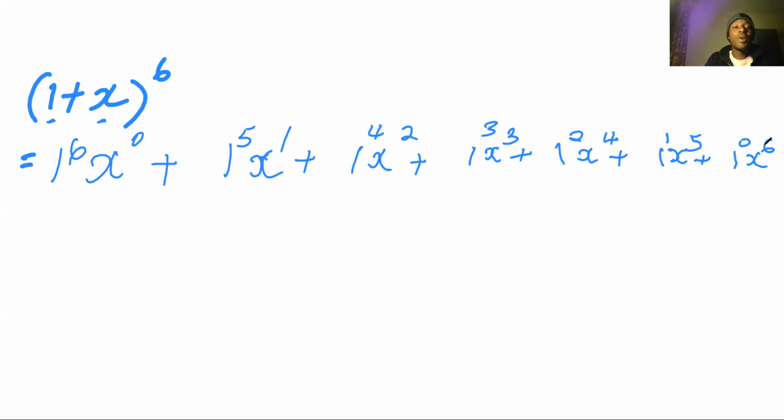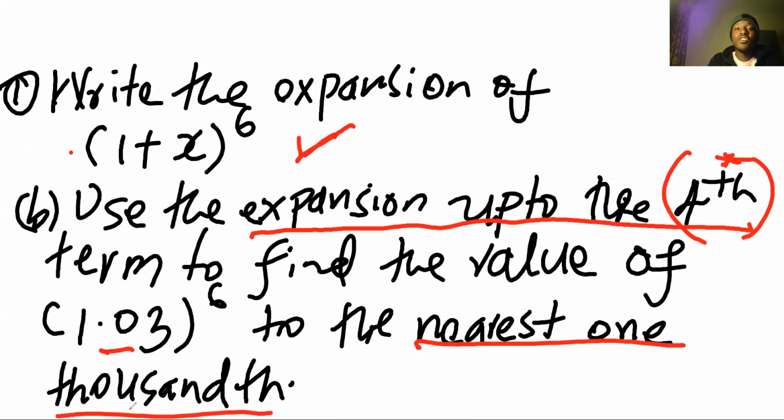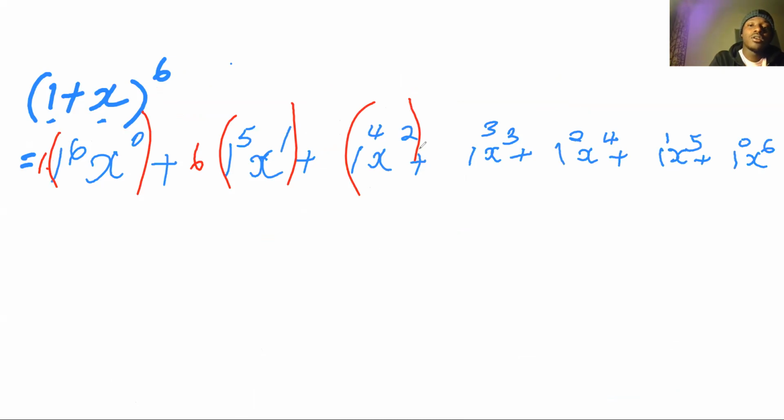So you're seeing the powers of the first term are decreasing while the powers of the second term are increasing. After you get these, you go back to your coefficients, which are 1, 6, 15. Our coefficients will be, the first one, we multiply it by 1. Second one is 6. The third one is 15.